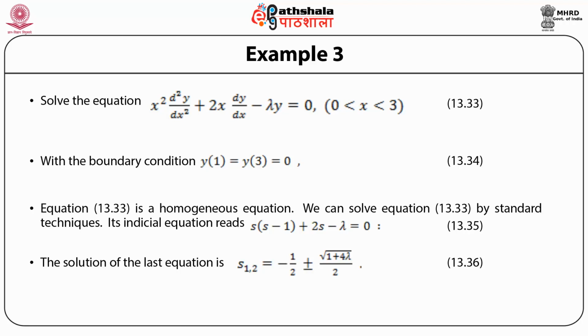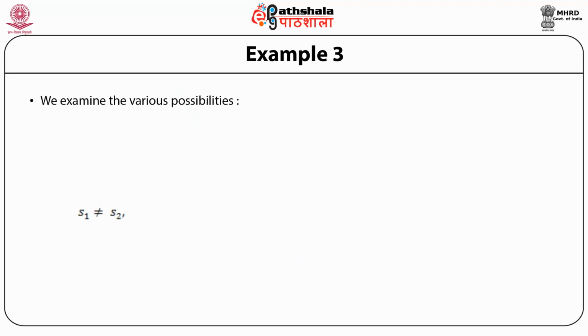So the initial equation is a quadratic equation, so it has these two roots, s1 and s2, given by minus half plus minus under root 1 plus 4 lambda by 2. Now there are various possibilities which we'll examine one by one. First we consider the case where the roots s1 and s2 are distinct and real.